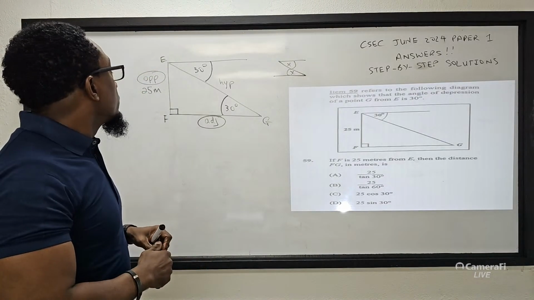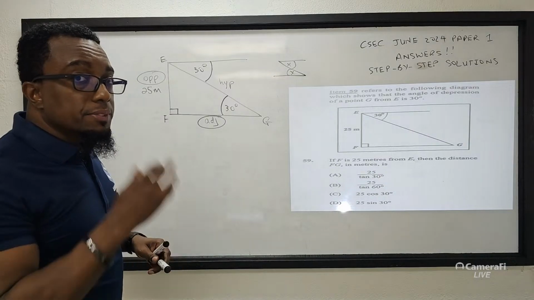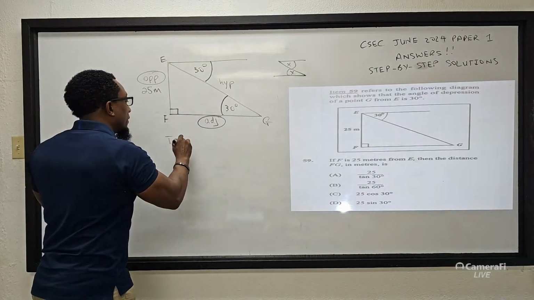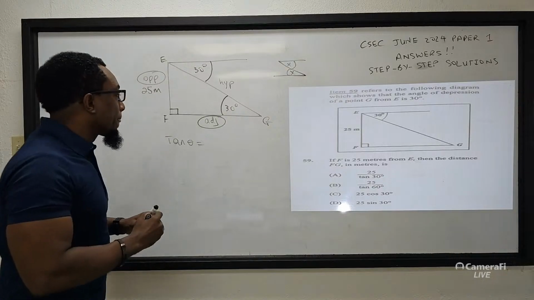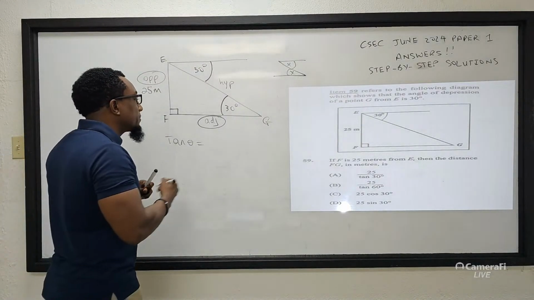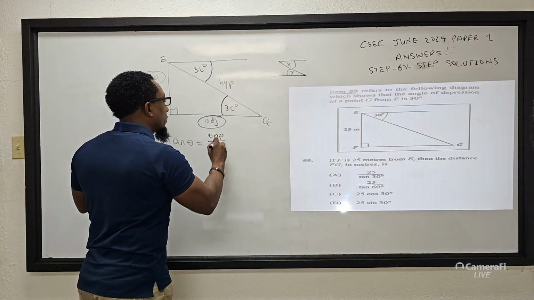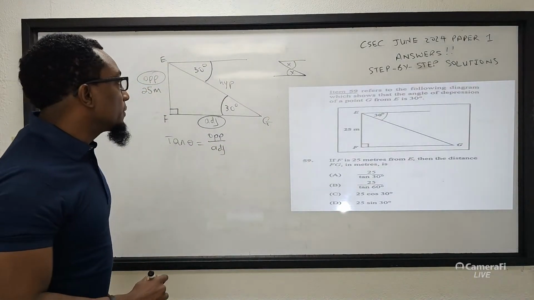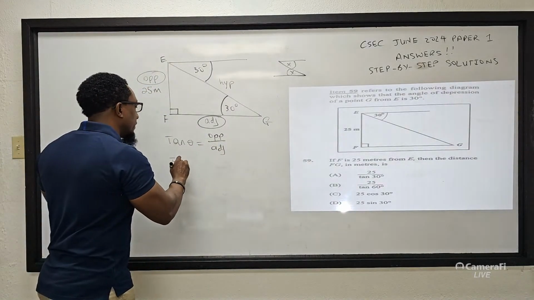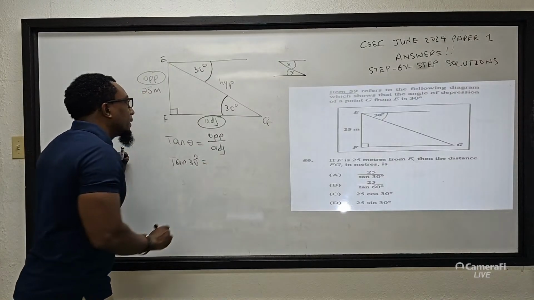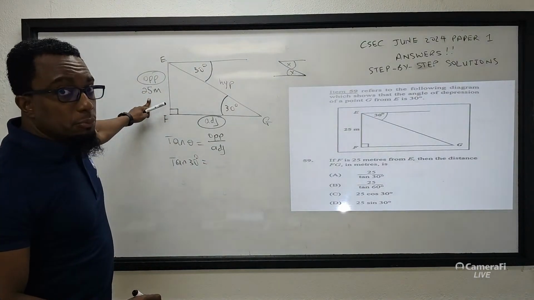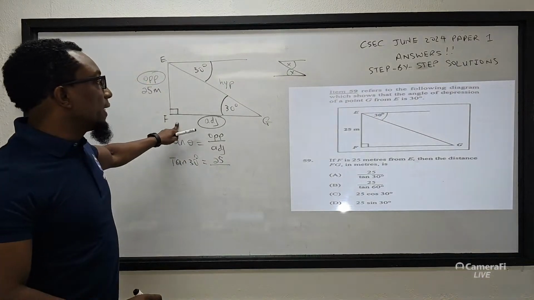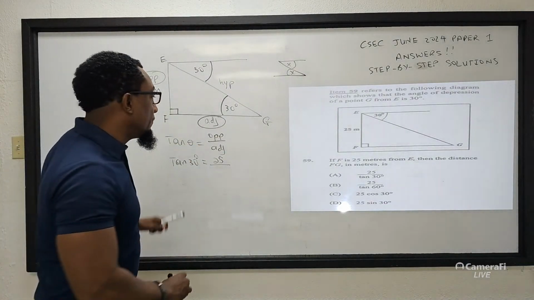So what trig function links the two sides we circled, opposite and adjacent? That's tan theta. So tan theta is equal to side opposite over side adjacent. Let me replace theta with 30 degrees. Tan 30 degrees is equal to my side opposite, which is 25 meters, over the adjacent, which is FG, and that's what you have to find, right?